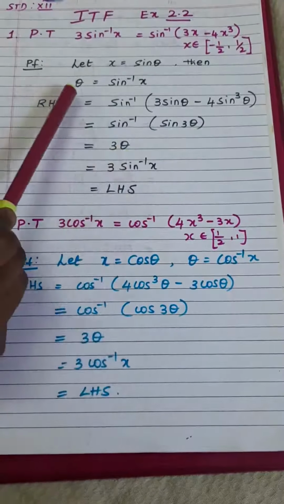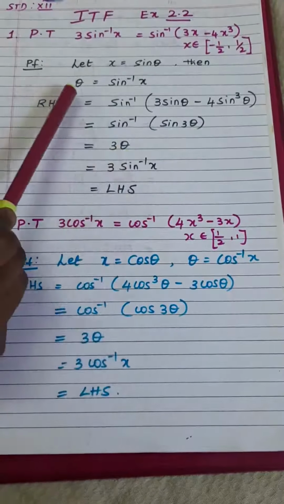Now we'll see the second one. Prove that 3 cos inverse x equals cos inverse (4x cube minus 3x), where x belongs to (1 by 2, 1). As we discussed earlier, same thing. Let x equal cos theta. Here you can take either sin or cos, but cos is convenient here because 4 cos cube minus 3 cos is the formula for cos 3 theta. That is why we are taking x equal to cos theta, theta equal to cos inverse x.